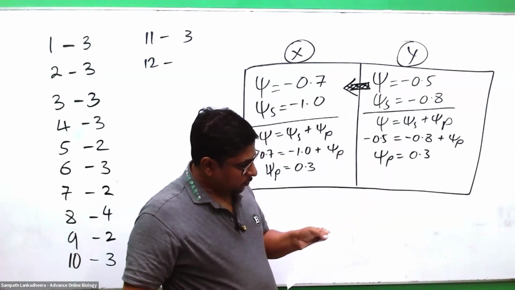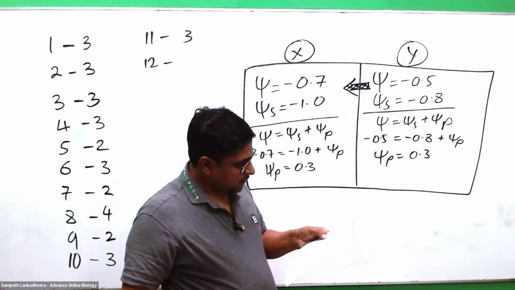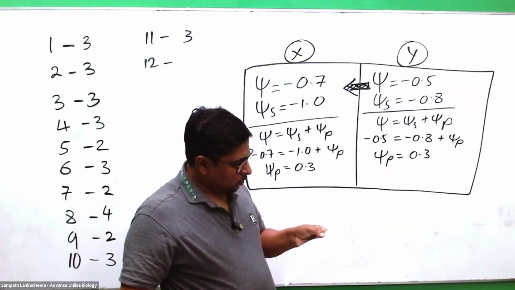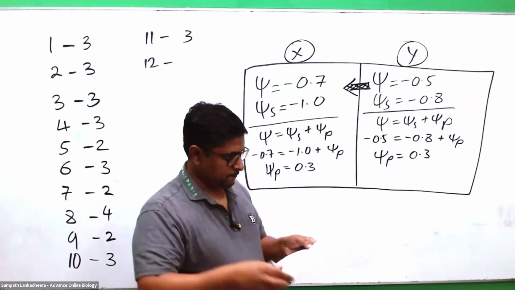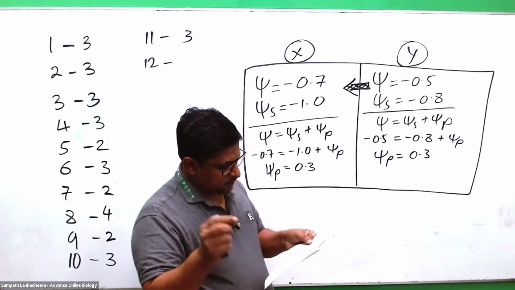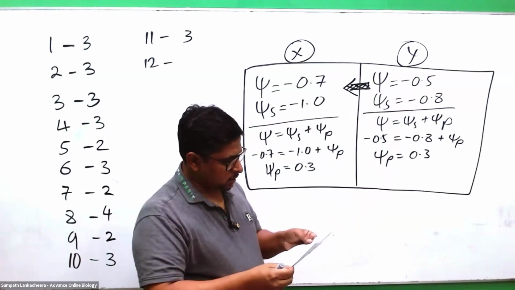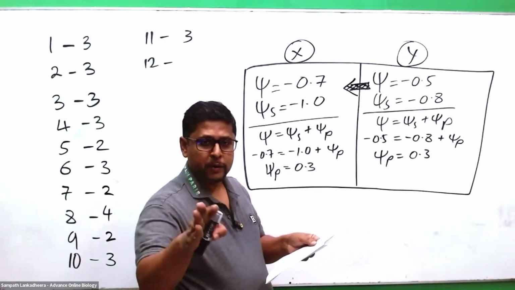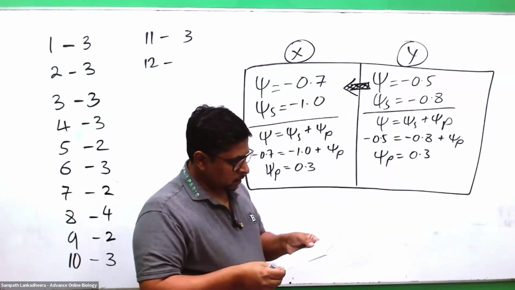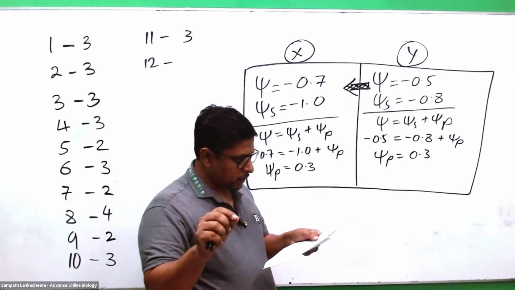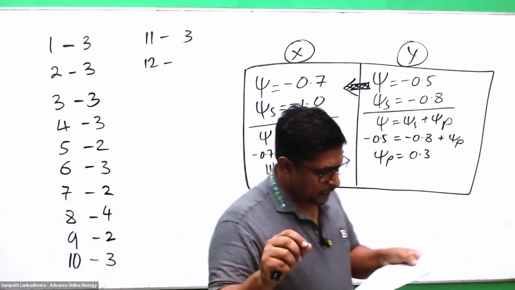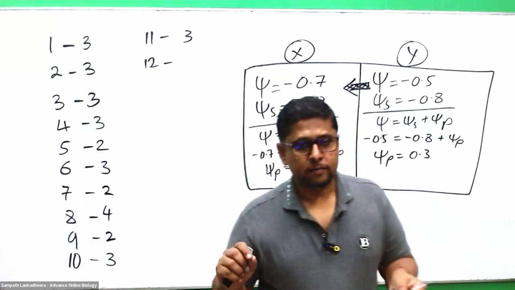Water will move from Y to X. That's correct. Movement of water will continue until the water potential of both cells becomes equal. Correct. Psi P of the cell X is 0.3. Yes. Psi P of the cell Y is 0.3 megapascal. Correct. The water potential and the solute potential values of a normal plant cell can be positive or negative.